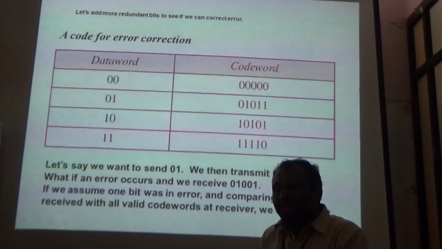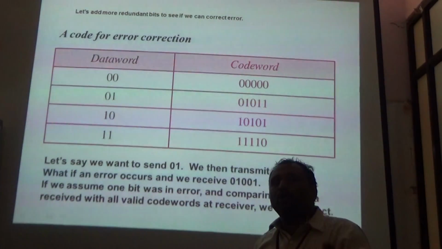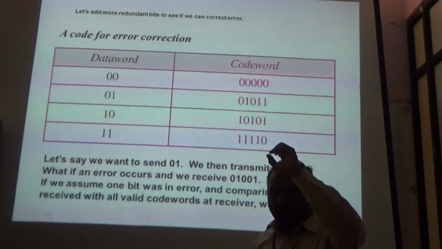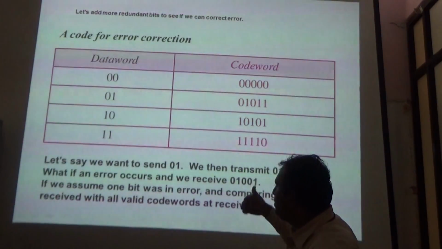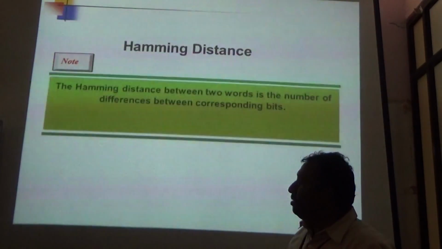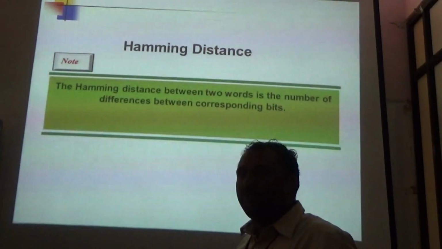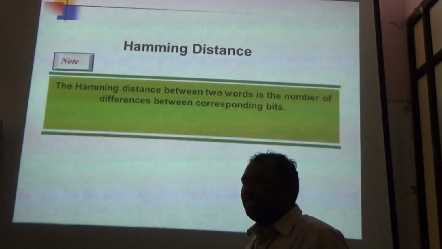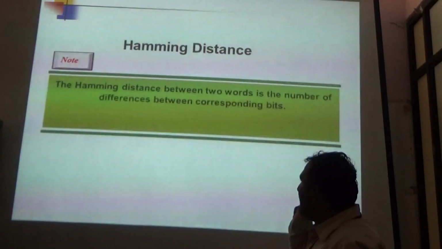So this way, if we go for a higher number of redundant bits, it is possible not only to detect the error but also to correct it. But again, logically speaking, if more and more redundant bits are added, the bandwidth will keep on increasing. Then the next concept here is called the Hamming word or Hamming distance.